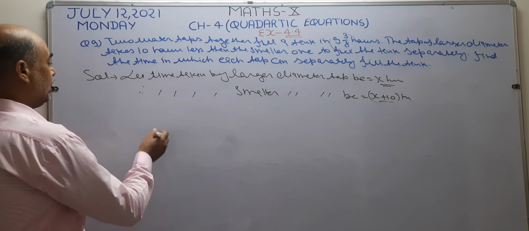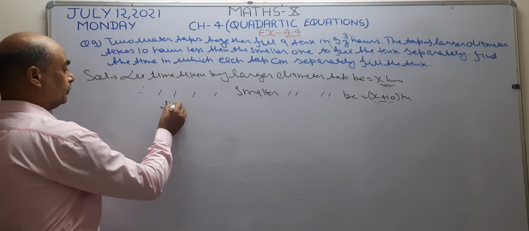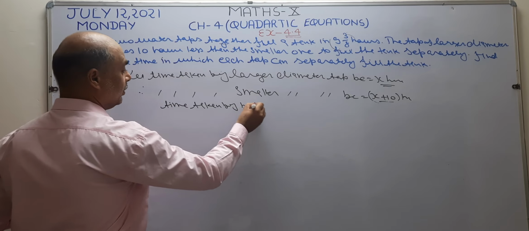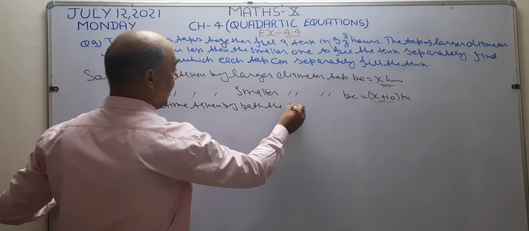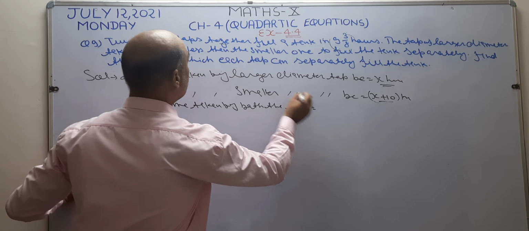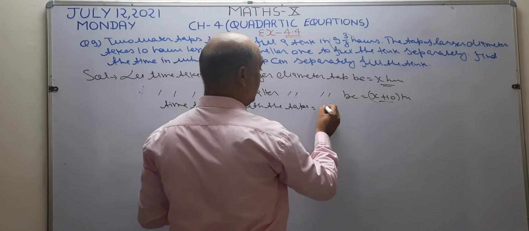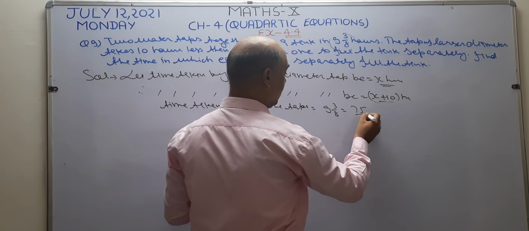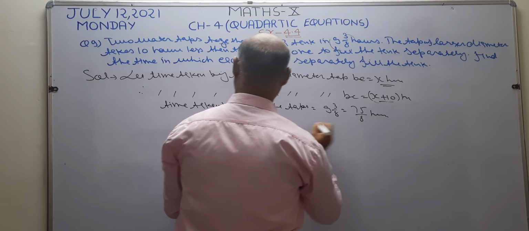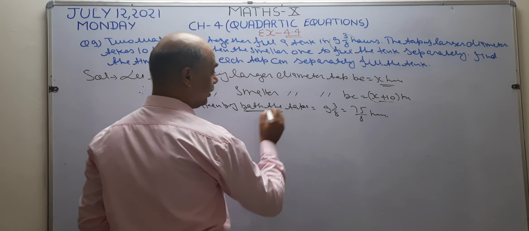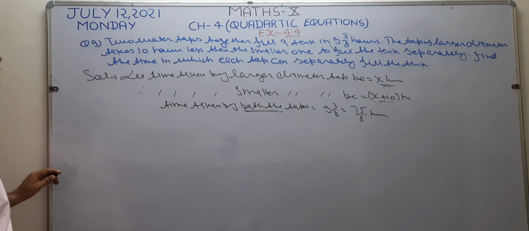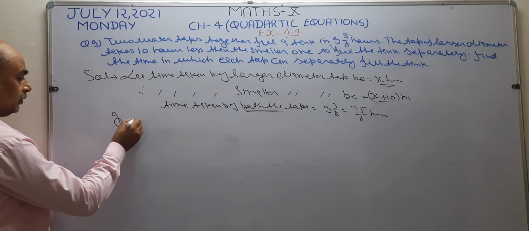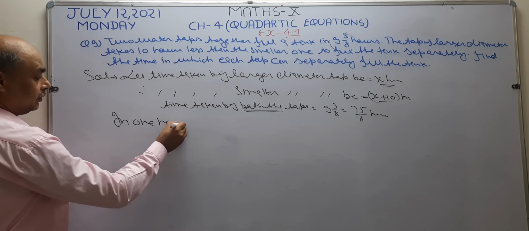Now I write here time taken by both the taps is given 9 is to 3 by 8 hours, means 8 times 9 is 72, so this becomes 75 by 8 hours. This is the time taken by both the taps. So I want to write here in 1 hour.